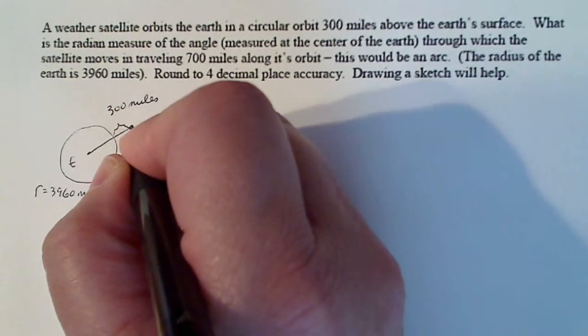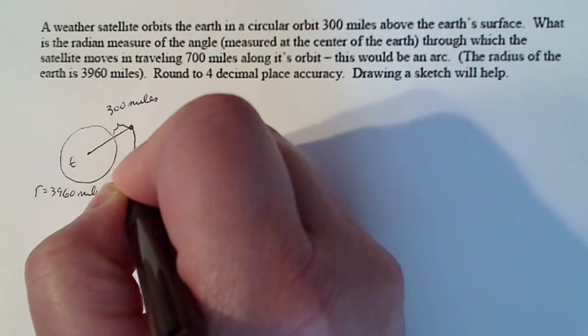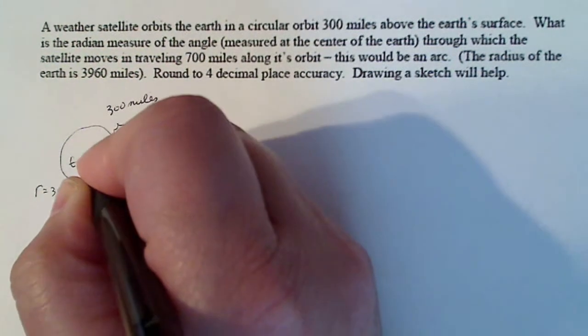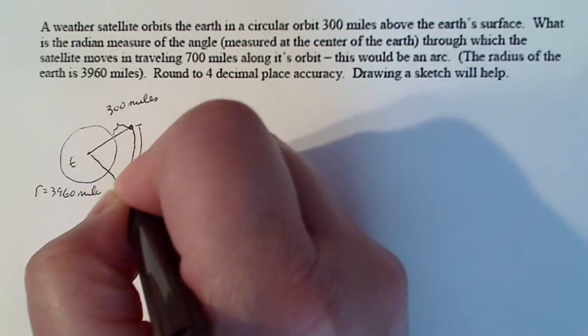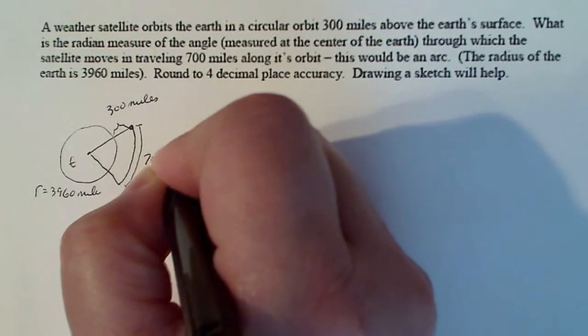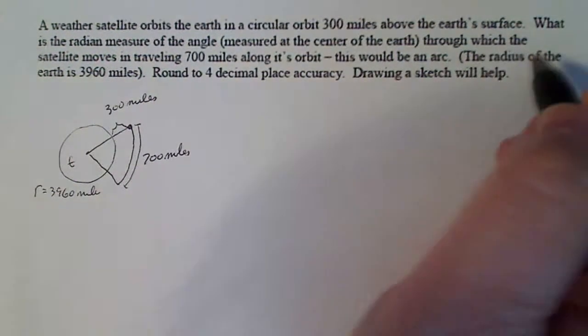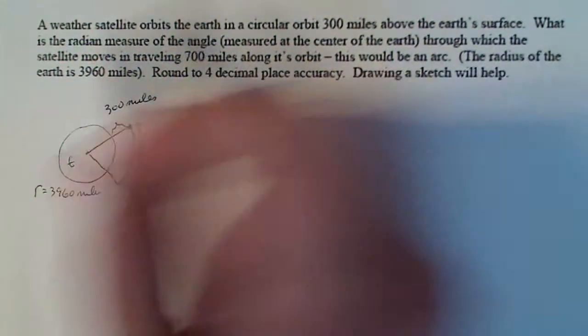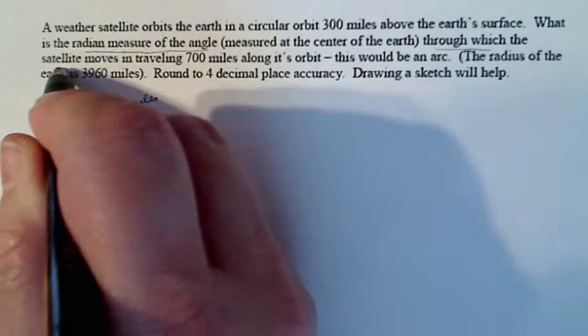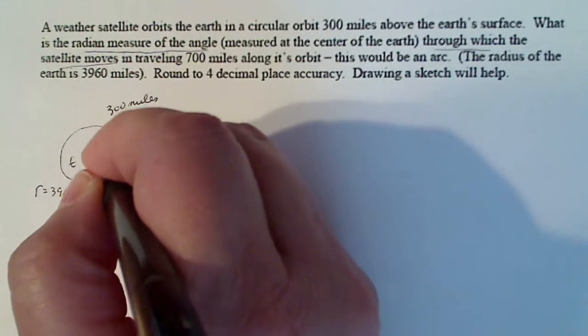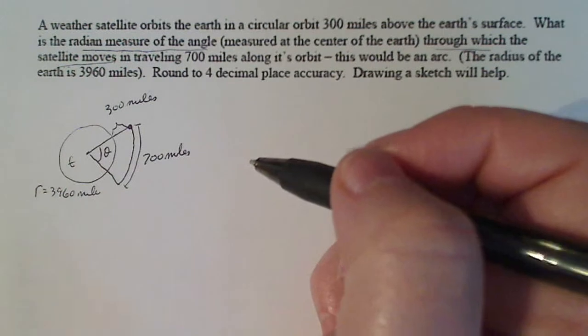Now, the satellite's traveling 700 miles along its orbit. So in other words, it's traveling like this in its orbit in an arc. And I know this arc right here is 700 miles. Now, what they want to know is what is the radian measure of the angle through which the satellite moves. So what I really want is this angle theta right here in the middle.